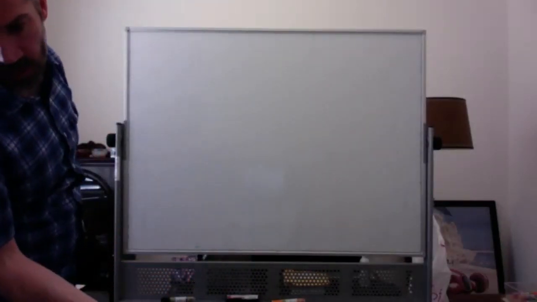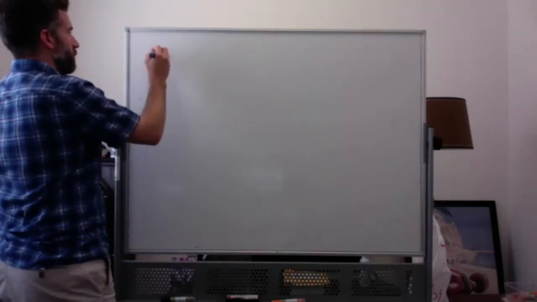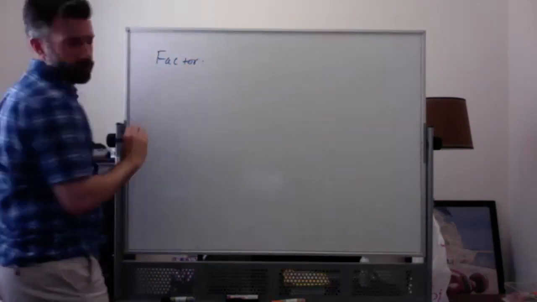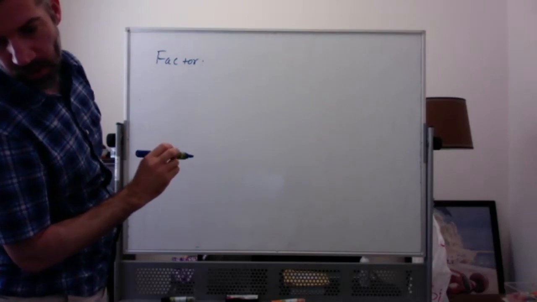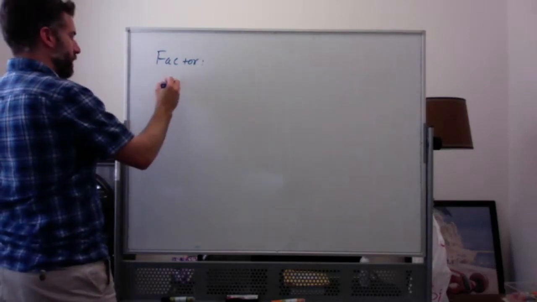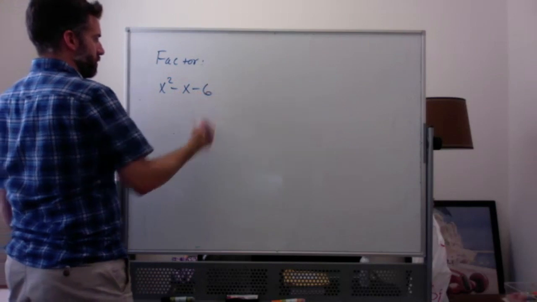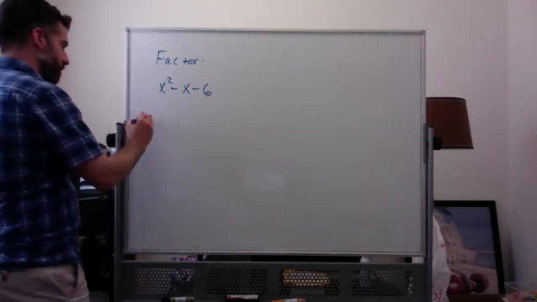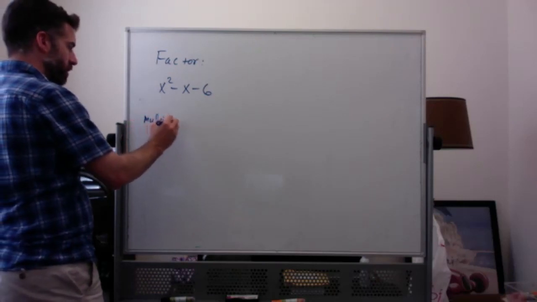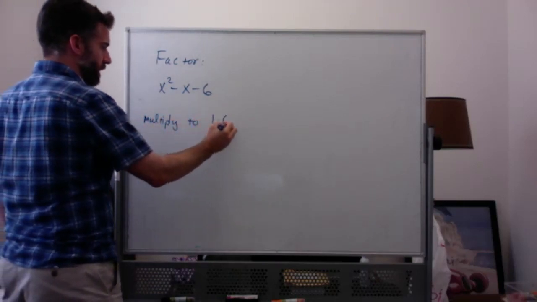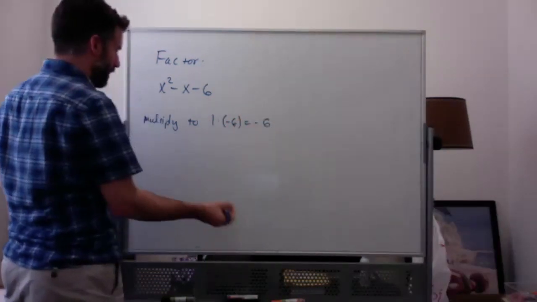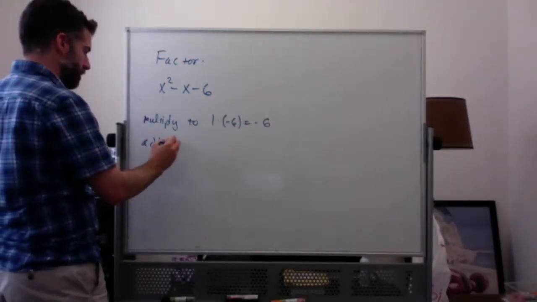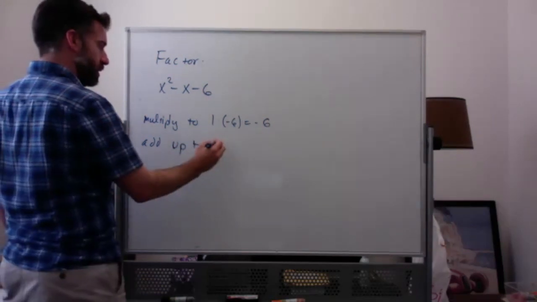I'm just going to show you some examples. Like I would like to factor. What have I got here? I have x squared minus x minus 6. And so again, I'm looking for numbers that multiply to 1 times negative 6, which is negative 6, and add up to negative 1.